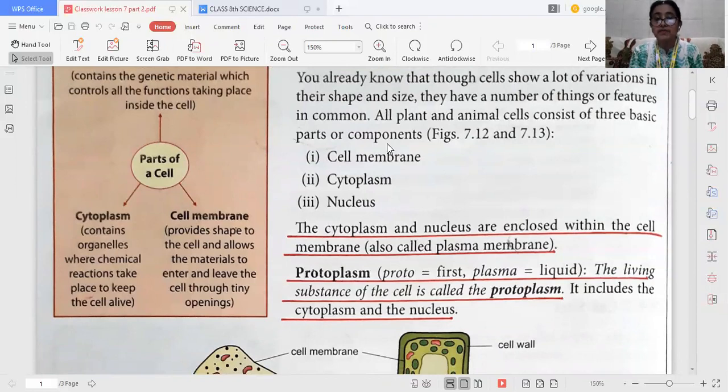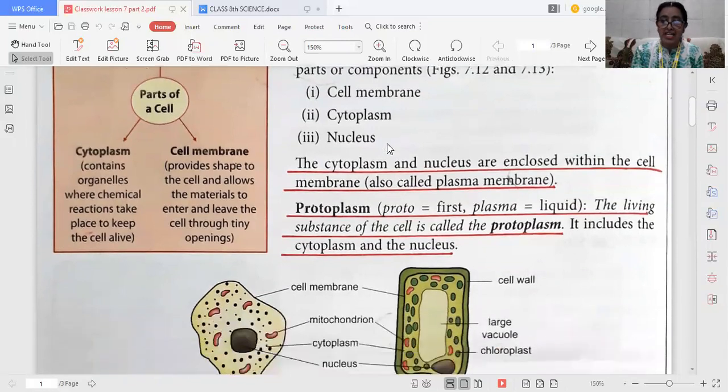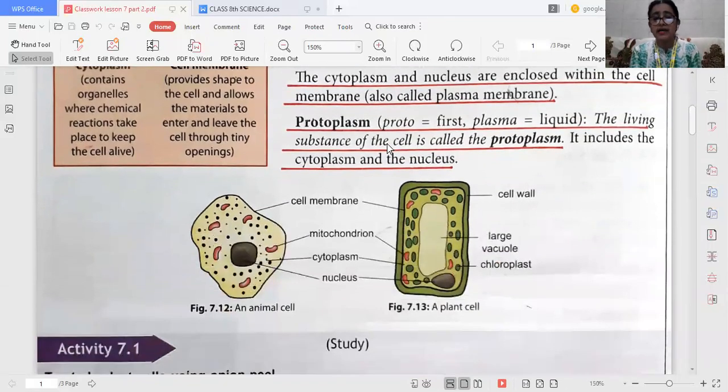The living substance of a cell is called protoplasm. This protoplasm includes the cytoplasm and the nucleus. So we can also say that the nucleus and cytoplasm together are known as protoplasm. Now you can see in the diagram that a plant cell and an animal cell are given.